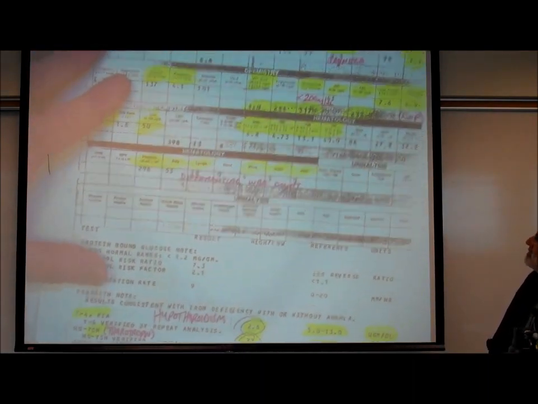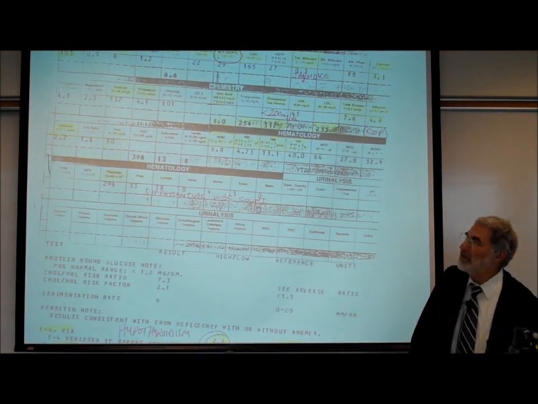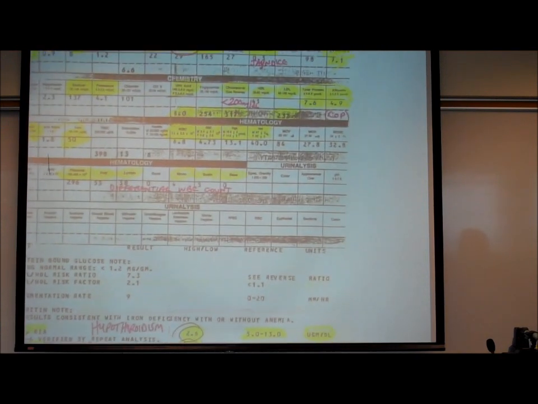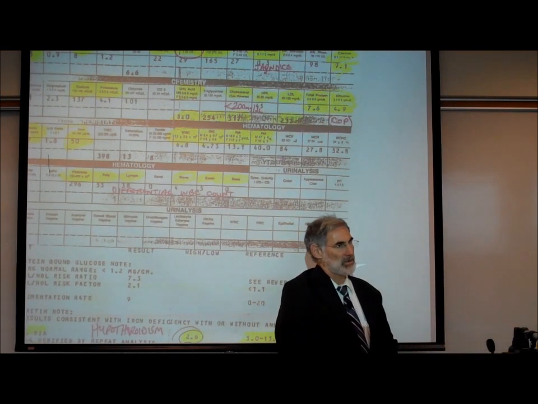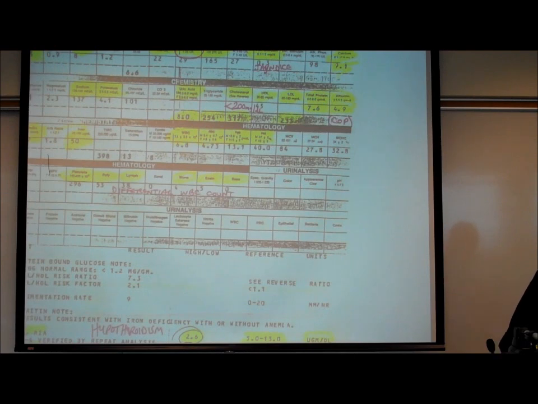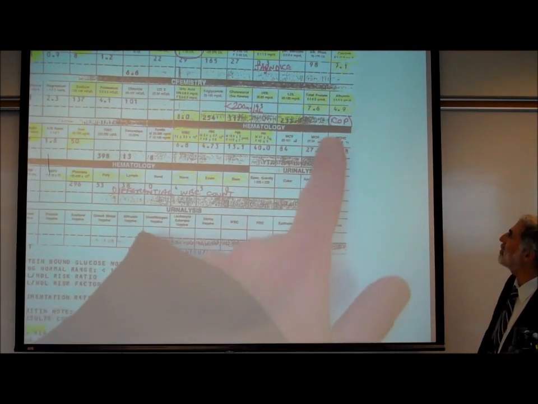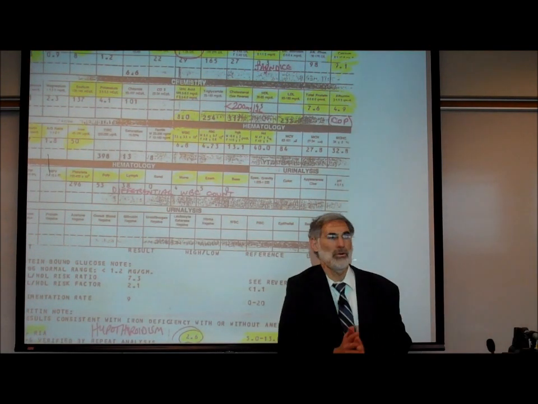Now, let's go back to the front side. Where were we? All right, the total protein level. Her total protein is 7.6. We've asked you to memorize that the normal protein level in the blood is 7 grams per 100 milliliters, 7 grams per deciliter. What's the major protein in blood? Albumin. More than half the protein in the blood is albumin. She has a normal albumin level.